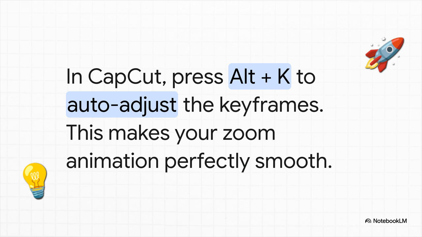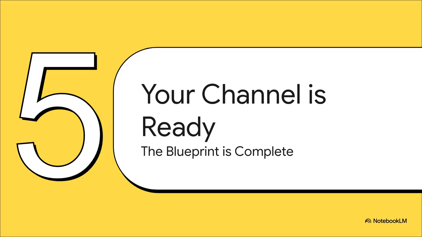And hey, here's a little pro tip to make this even easier. Once you have your keyframe set, just press Alt+K in CapCut. The software will automatically smooth out the animation for you, giving you that polished, fluid look with literally zero extra effort. It's a game changer. And just like that, the blueprint is complete. You've gone from just a simple idea to a fully produced animated video that's ready to go. You now have the entire workflow from start to finish.